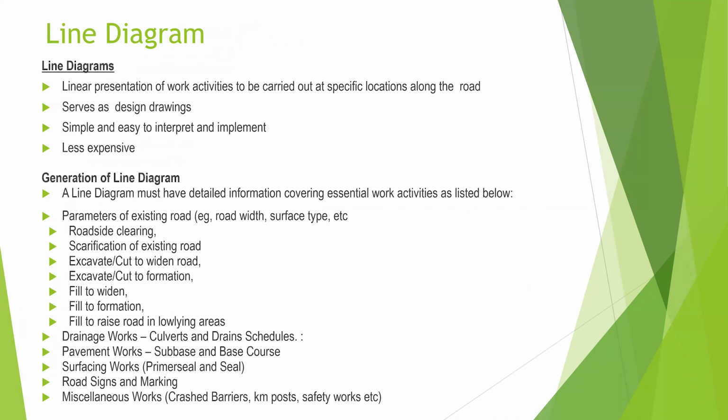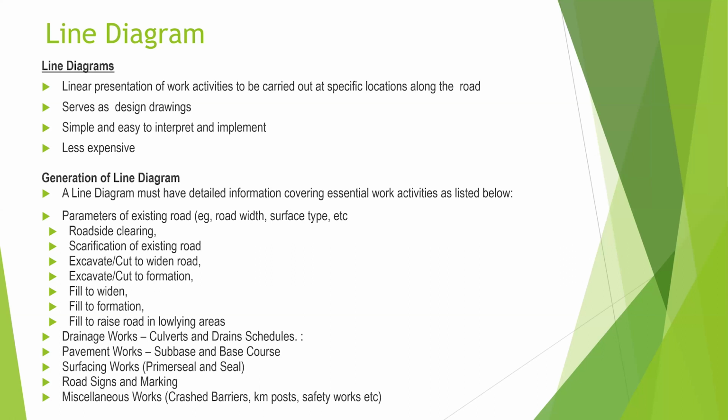Now, we've been using line diagrams. It's very simple, linear, and it usually specifies the locations and the work activities that are to be carried out at each point on the road. And it serves as a design drawing. It's very simple and easy to interpret and implement. It's also less expensive. Now, for the generation of line diagram, the parameters, you need to make sure that it is well detailed and it covers all the essential work activities listed below.